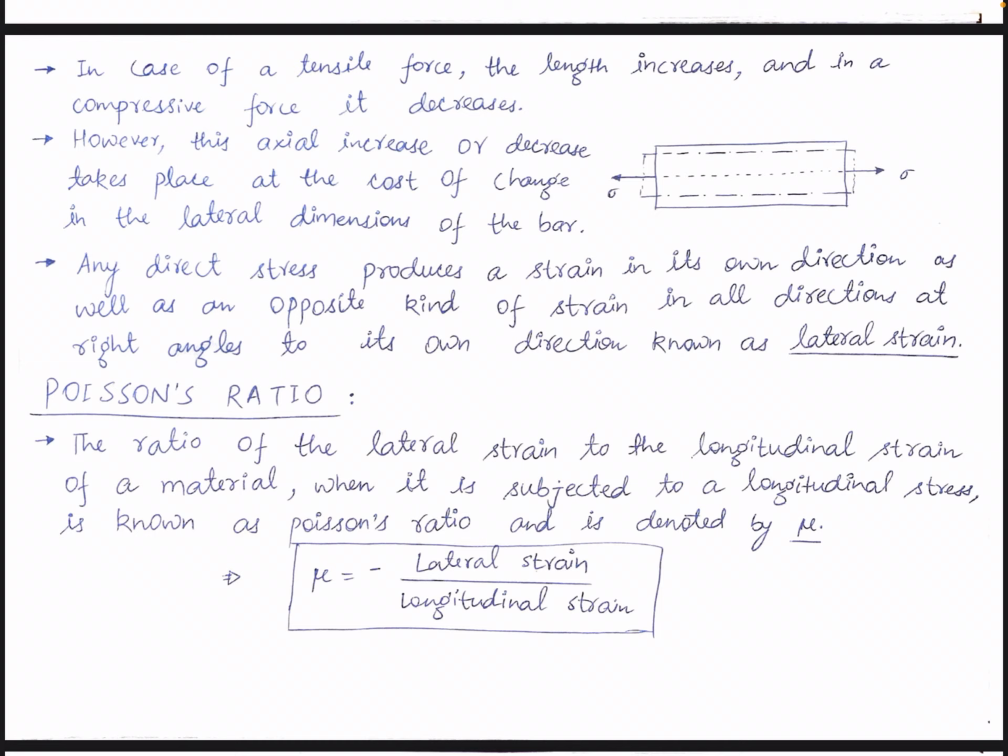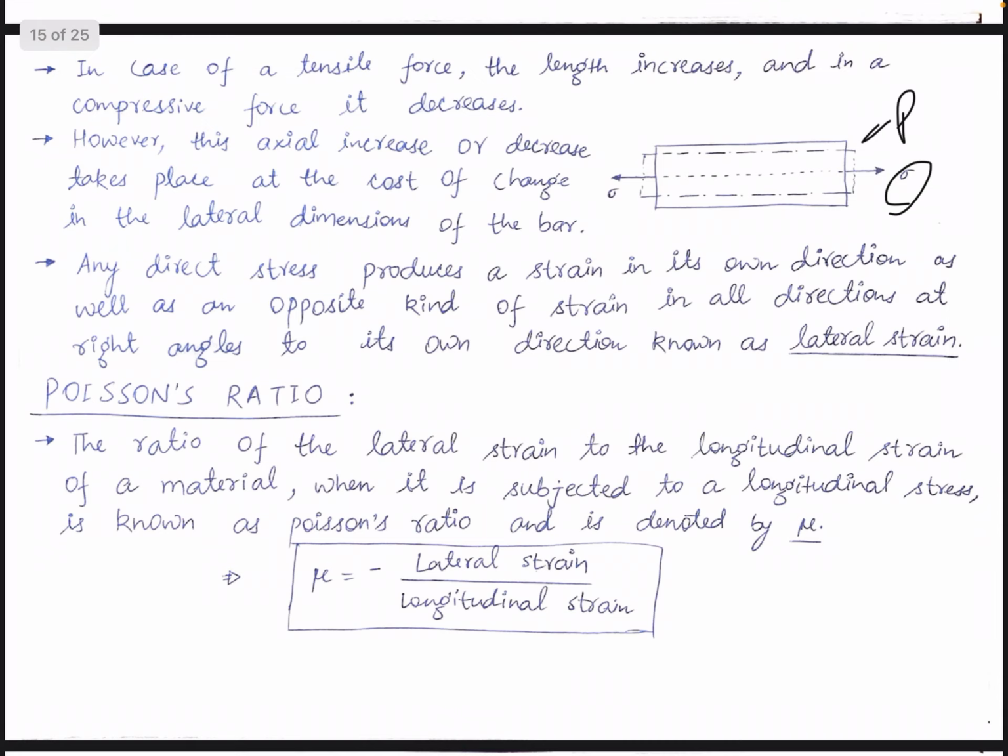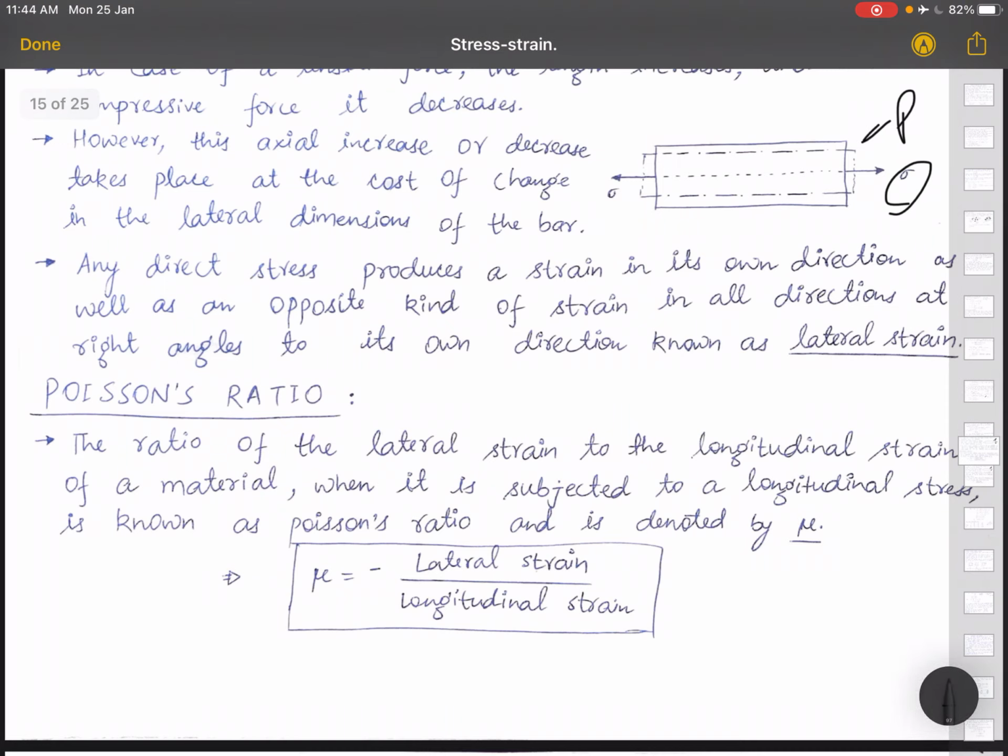Now let us see what this Poisson's ratio is. In case of tensile force the length increases, and in case of compressive force it decreases. Here you can see sigma due to tensile force, so it is increasing the length. However, this axial increase or decrease takes place at the cost of a change in the lateral dimension. You can see the length has increased by some delta L, but the lateral dimension is reduced.